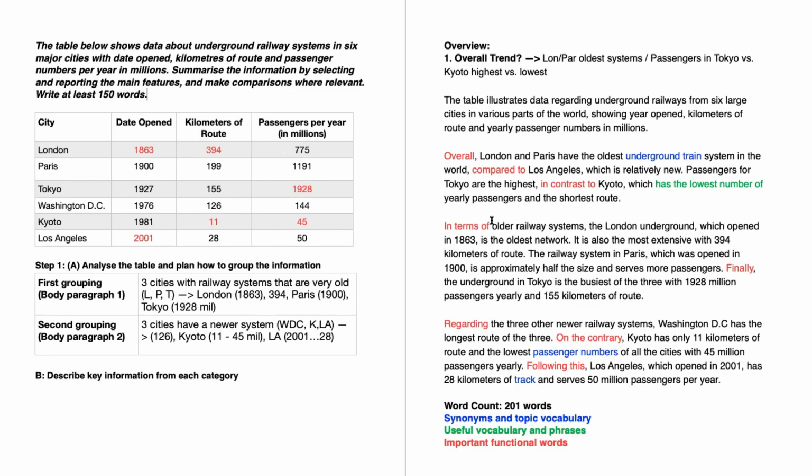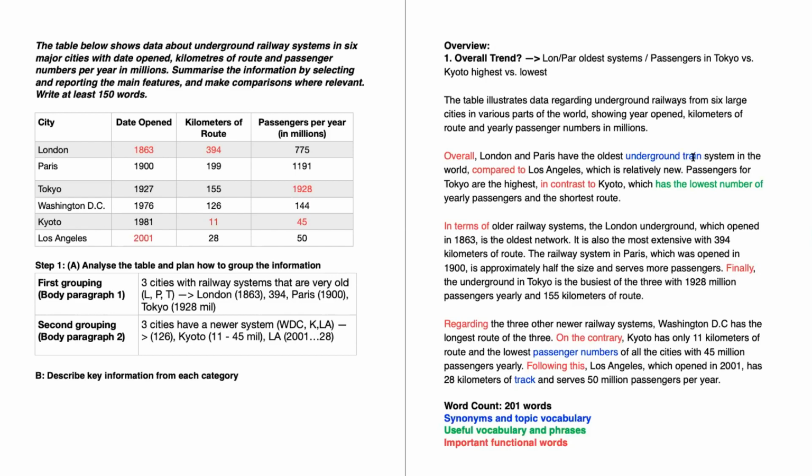In the overview paragraph, I said overall, London and Paris have the oldest underground train system in the world compared to Los Angeles, which is relatively new. Passengers for Tokyo are the highest, in contrast to Kyoto, which has the lowest number of yearly passengers and the shortest route. Now here, overall is a great functional word that serves for a general paragraph. Compared to is excellent when you want to compare two things. And in contrast to, you guessed it, is great when you want to contrast two things.